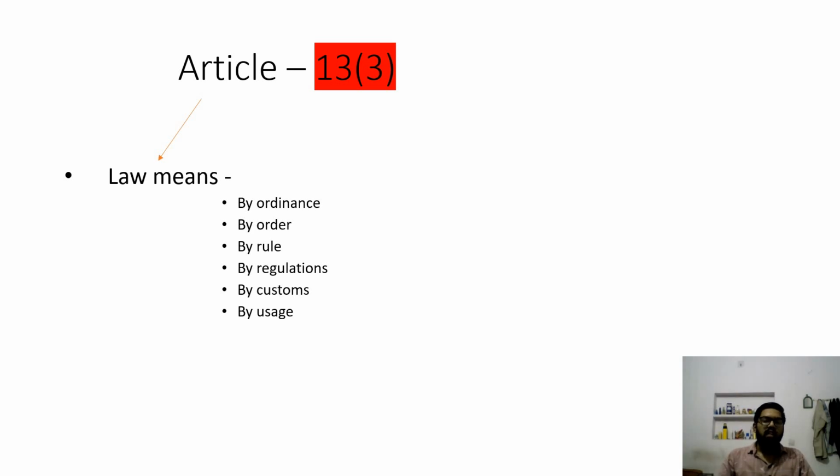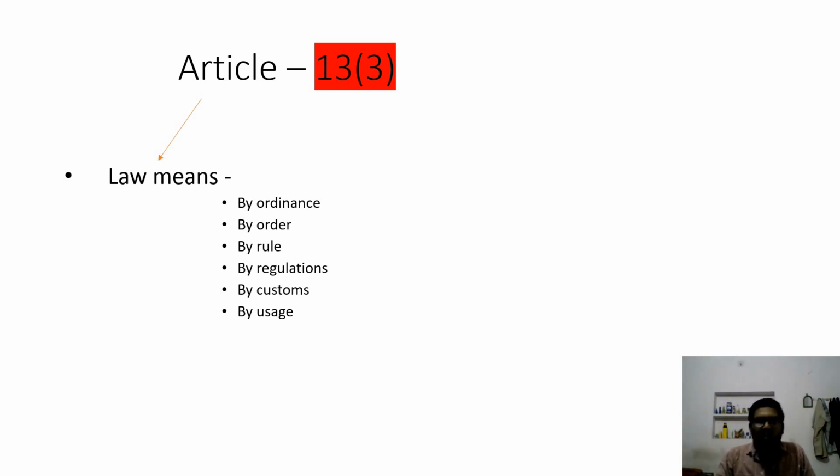Now look, Article 13 Clause 3. This is the last clause of this article. Article 13 Clause 3 gives a definition to the word law. What is law? The law is by ordinance, by order, by rule, by regulation, by custom, by usage.